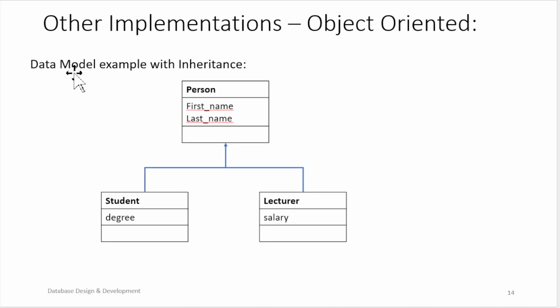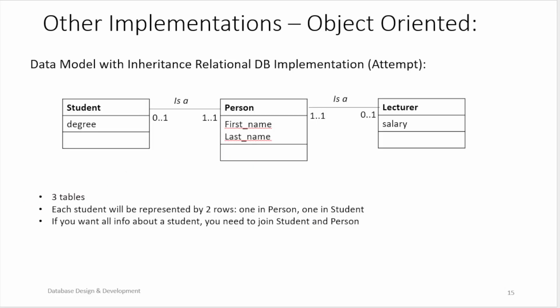This is just a data model with inheritance, so you can see you've got a person, first name, last name. They could be a student, which would have a degree, or they're a lecturer and how much they're being paid. If we try to implement this in a relational database, we'd create 3 tables, with the one-to-many on both sides, to solve the many-to-many problem. Each student will be represented by 2 rows, one in person, one in student. If you want info about the student, you need to join student and person to get the info. And we've done this. This is a simple enough implementation within a relational database.